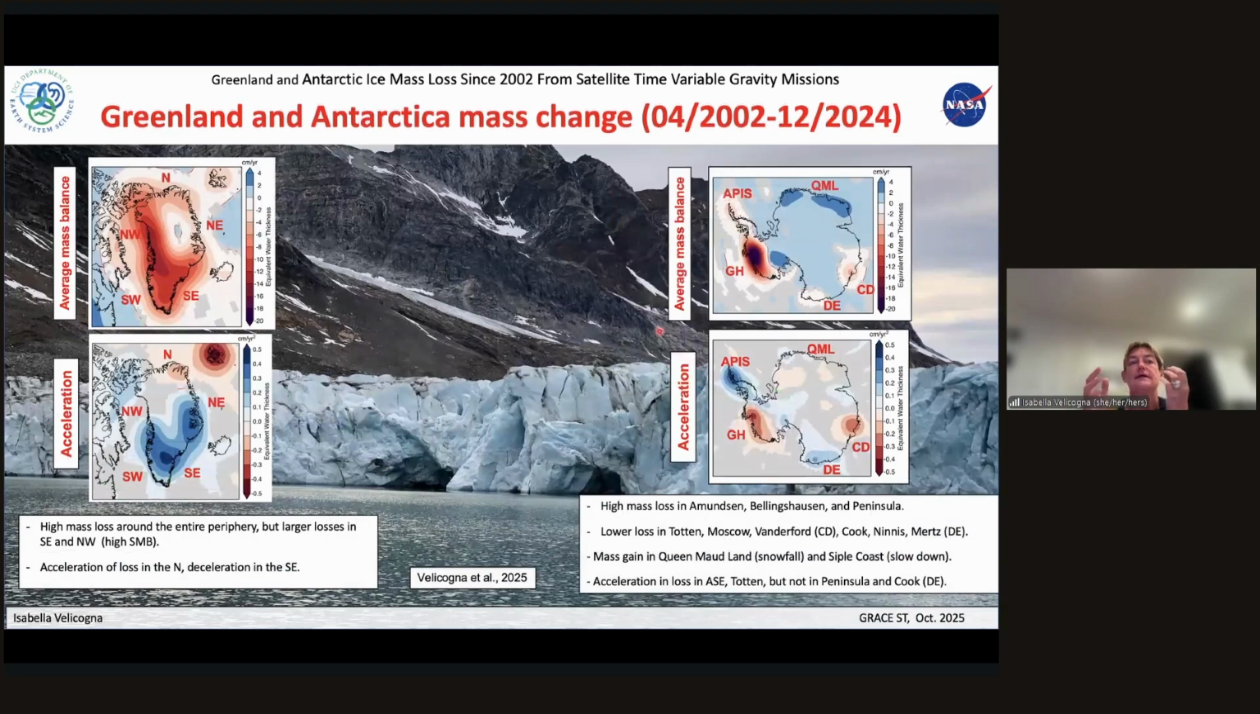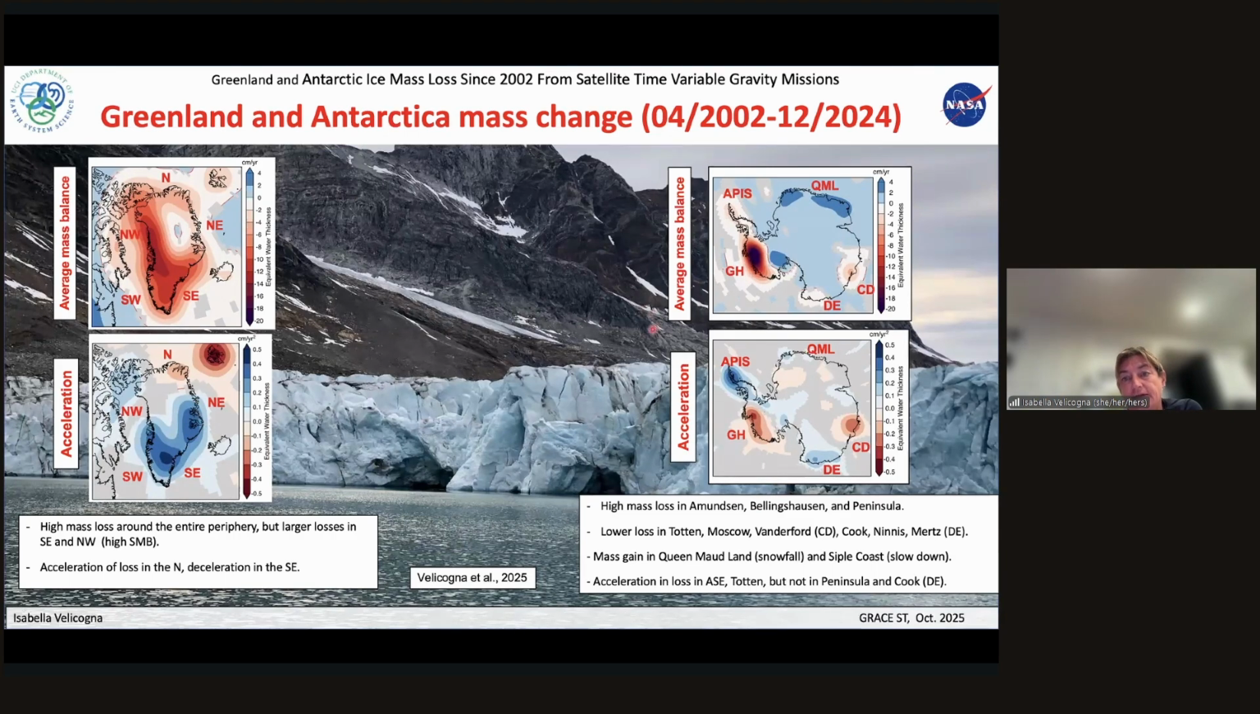So we can look at the mass loss also as a map from GRACE. If we look at Greenland, basically all the ice sheet is losing mass at the entire periphery, but the mass losses are larger in the southeast and in the northwest. Overall, the only area where we now observe a significant acceleration is the north, although when we extract the time series, we'll see it's not significant. Overall, both the southeast and part of the northeast are decelerating.